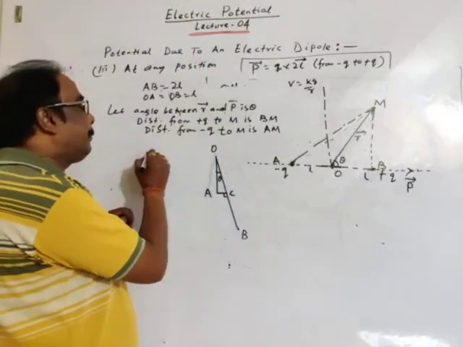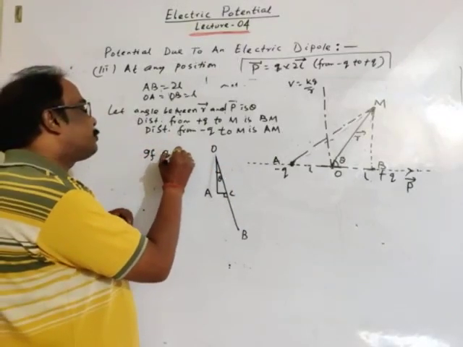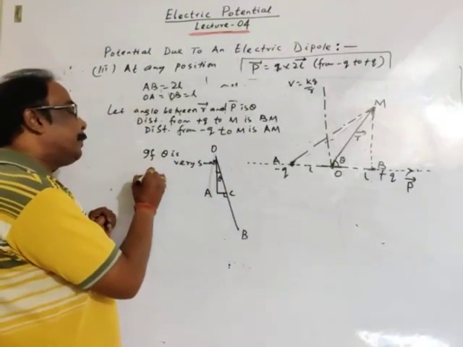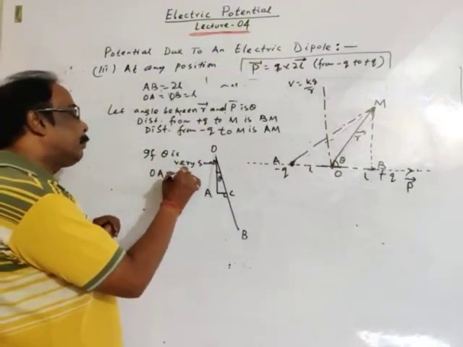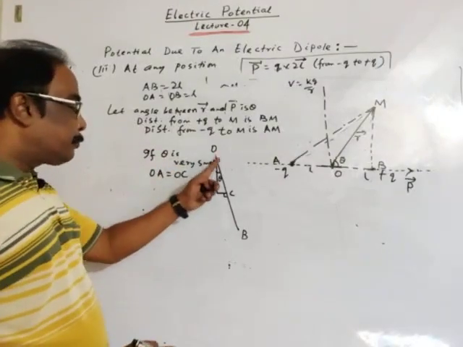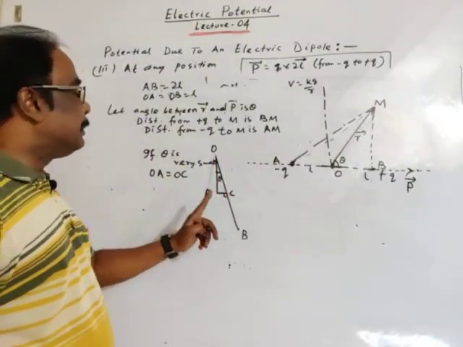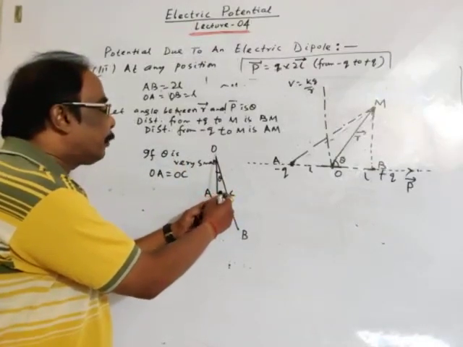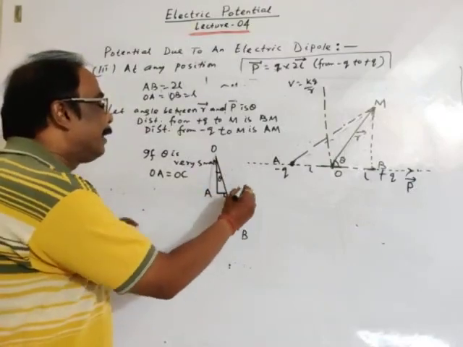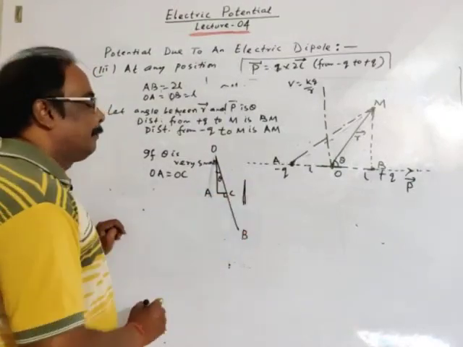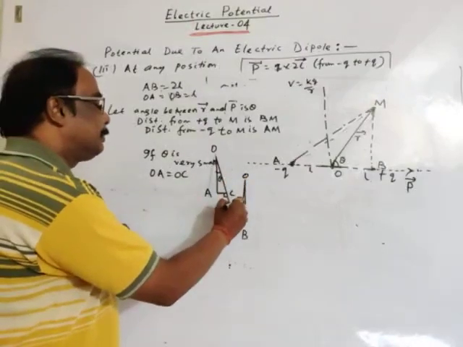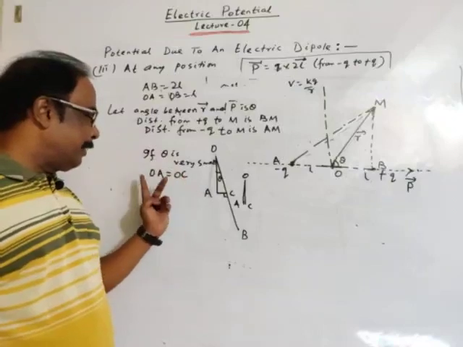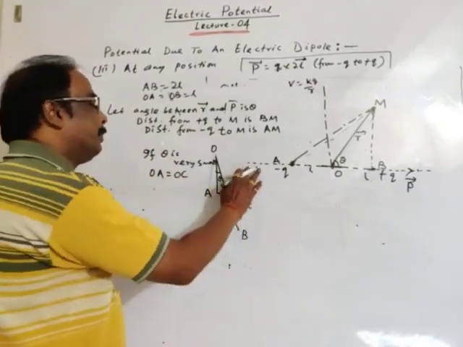If theta is very small, then OA is equal to OC. See, if the angle is very small, then A and C will come very close to each other. Okay, like this. This is O, this is A, this is C. They will come very close to each other. So approximately we may take OA equal to OC.